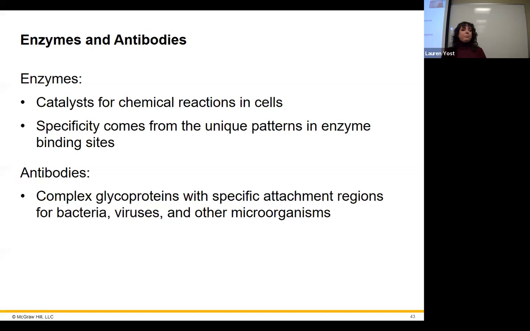Enzymes and antibodies. Enzymes are catalysts for chemical reactions. A catalyst is anything that helps drive a chemical reaction that isn't used up in the reaction itself, so it can be reused over and over and over again. So enzymes are just biological versions of catalysts. That has everything to do with their shape. They have binding sites that associate with what they're supposed to bind with, and then change it into whatever it is, or break it down into another molecule. If that shape isn't correct because the pH is off or something like that, then the enzymes can't function anymore. So their shape is important more than anything.